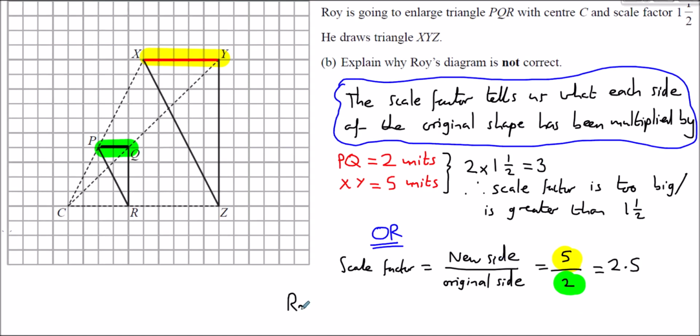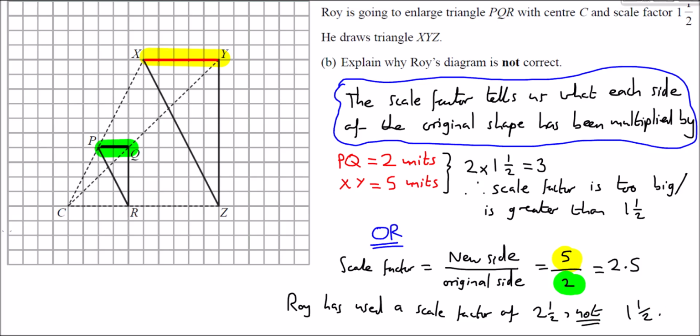So Roy has used a scale factor of 2.5, not 1.5, which is what he was trying to do.